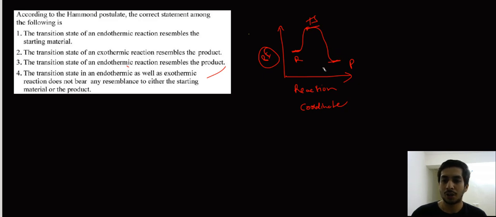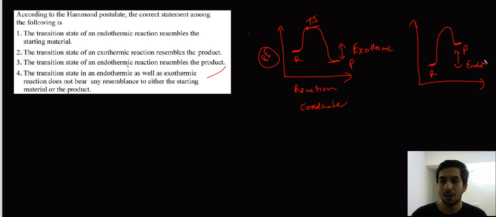If the product is of lower energy than your reactant, then we say that it's an exothermic reaction. This is the amount of energy that will be released, because your product is more stable than the reactant, so it will be an exothermic reaction. Whereas in an endothermic reaction, your reactant is of lower energy and your product is of higher energy. So this kind of reaction is endothermic.